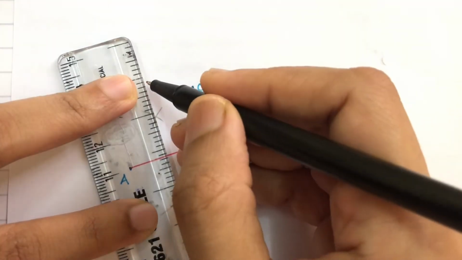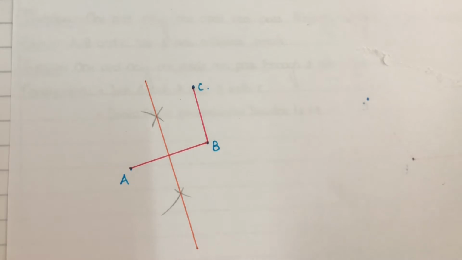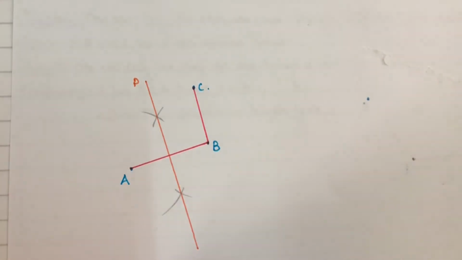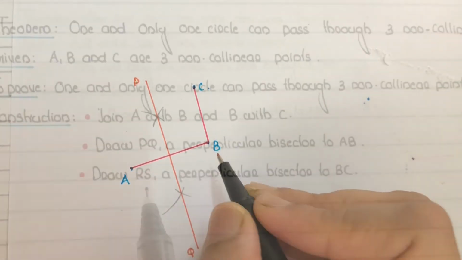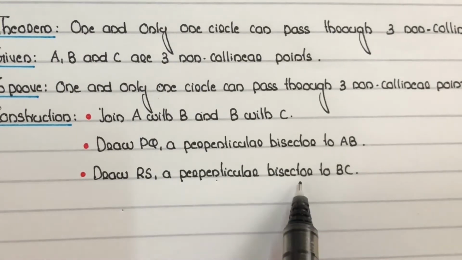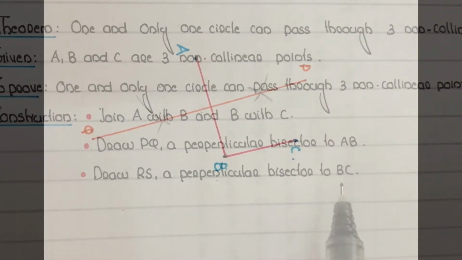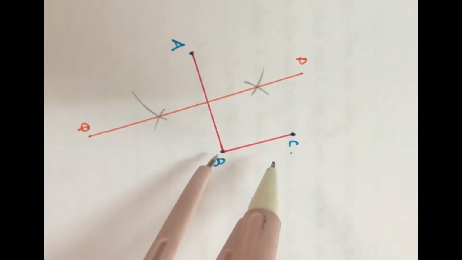Now join these 2 points. Mark it as P and Q. PQ is the perpendicular bisector of AB. Next step, draw RS, a perpendicular bisector to BC.